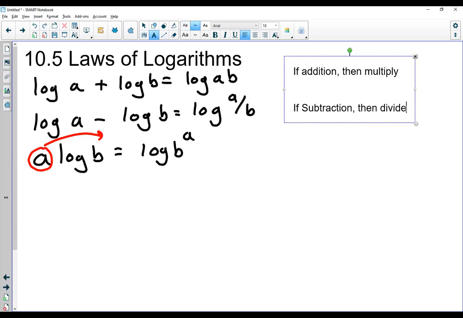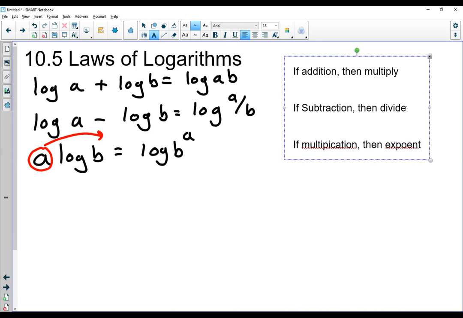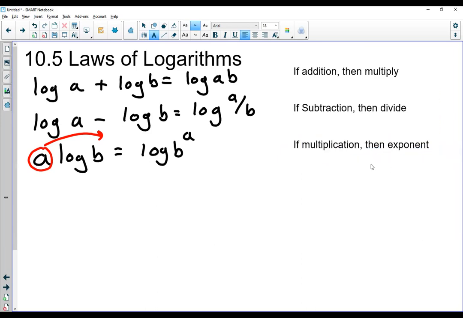So please understand, if multiplication, then exponent. If they're multiplying to each other, then it's an exponent. Which means in this section, we're going to do 2 types of problems. We're going to do expand problems.